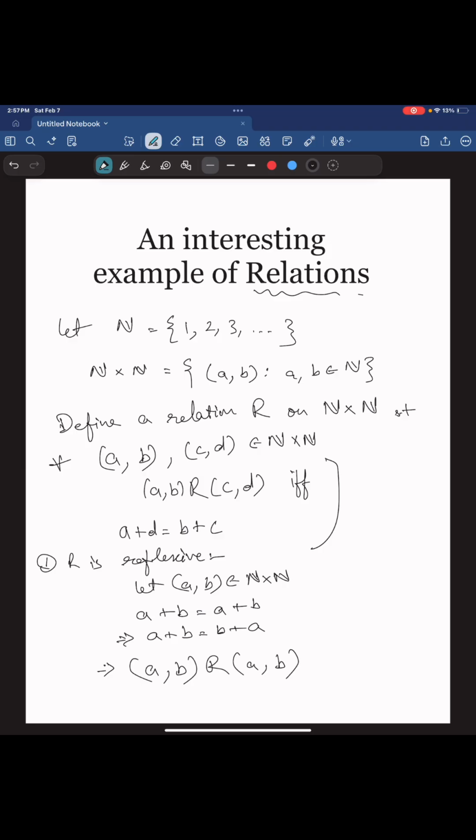So this proves that if you take any element in N cross N, you'll get that element is related to itself. So that's reflexive. And now we will prove that R is symmetric.